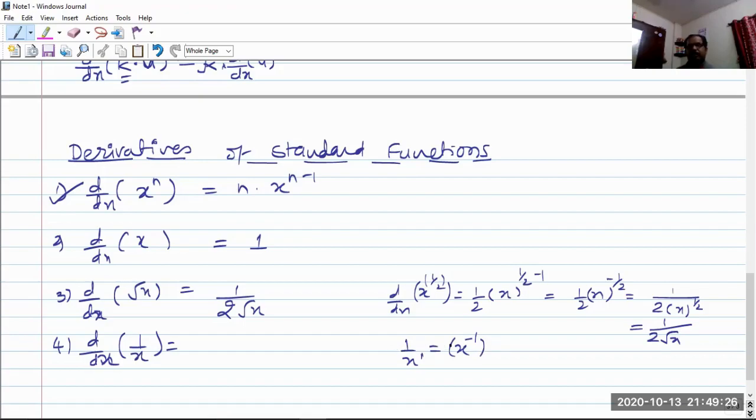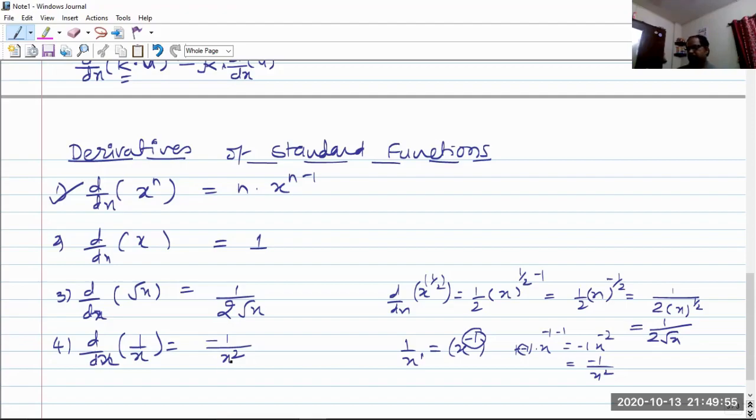And you can apply the derivative to this function. Since here n will be equal to minus 1, its derivative will be minus 1 x raised to minus 1 minus 1. That becomes minus 1 x raised to minus 2, or we can write it as minus 1 by x square by making the negative power positive. In this way, I can have the derivative of 1 by x as minus 1 upon x square, right?